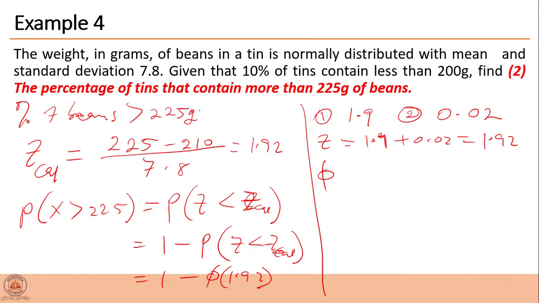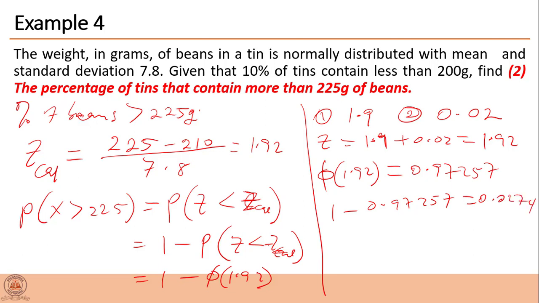So reading this is equal to 0.97257. So 1 minus 0.97257 will give us approximately 0.0274, and in terms of percentage we just multiply that by 100, and that will be 2.74.